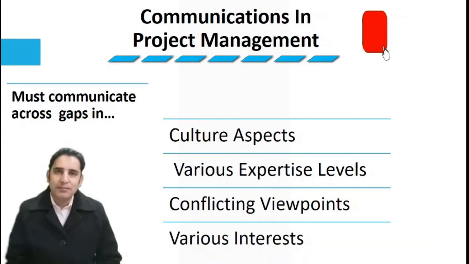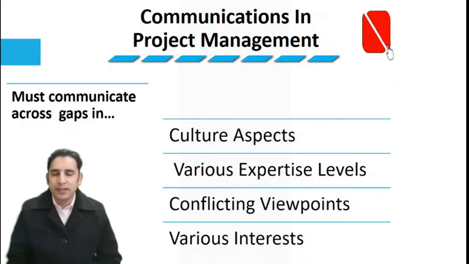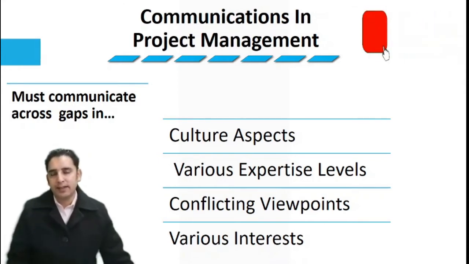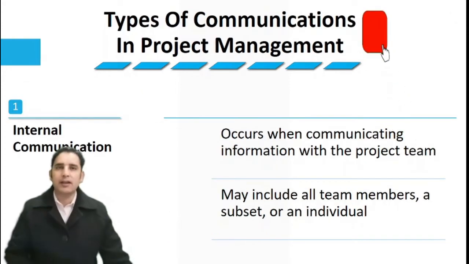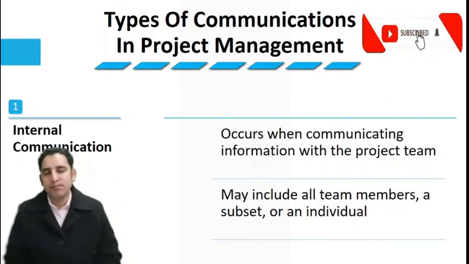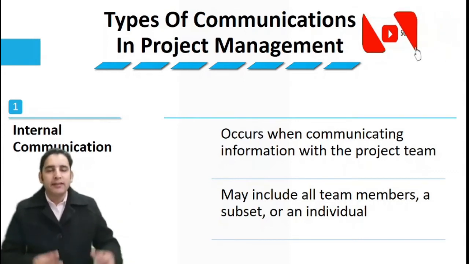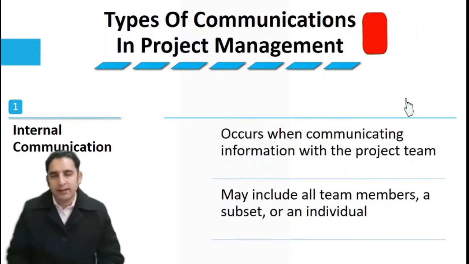As I introduced in the beginning, the Project Management Body of Knowledge has categorized communications into 8 distinctive types. So it's time to unfold each type of communication. Let's find out what the first communication in that series is. The first communication in that series is internal communication. Internal communication occurs when the project manager is communicating with his team. This is the type of communication where the project manager is interacting with his team.